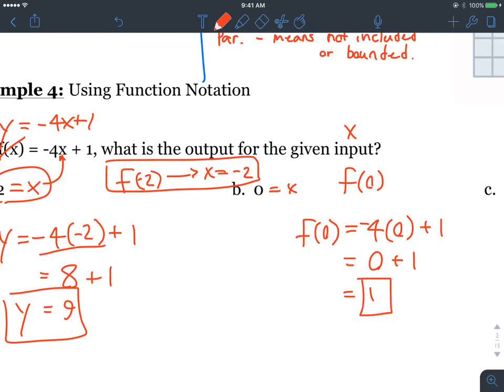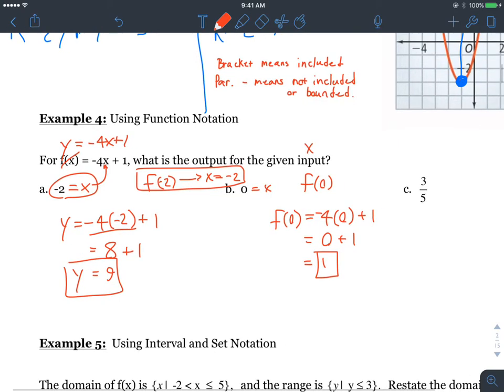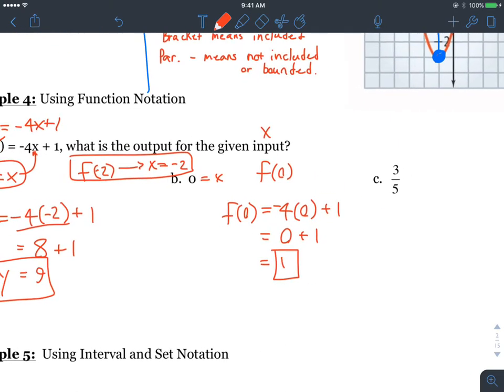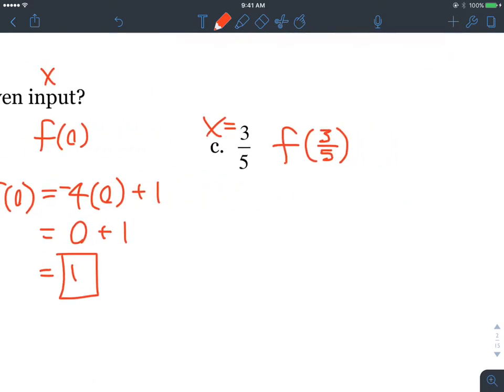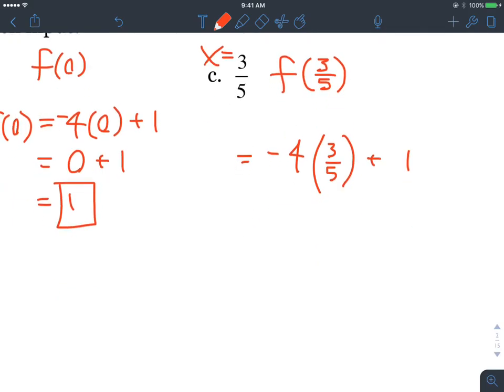Okay, so once again, you're just plugging these in for x. Now, this next one has a fraction, so we'll have to be a little bit careful. We're going to do f of 3/5, which, remember, is basically saying this x is this thing right here. So that'll be negative 4, and then parentheses 3/5, and plus 1. You can put y over here, you can put f of x, I don't really care what you put there.